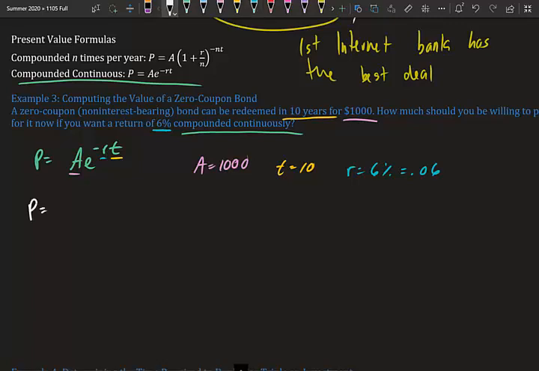All we do is just plug it into our handy dandy formula. So we have P equals A, which is 1,000, times e to the power of negative r, so that's 0.06, times t, which is 10. Plug that into your calculator, and we get 548.81. I rounded there. We always round to the nearest cent, right? So you should put down $549, and then in 10 years, you'll get $1,000.